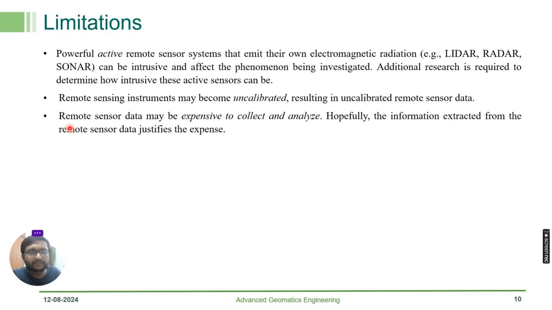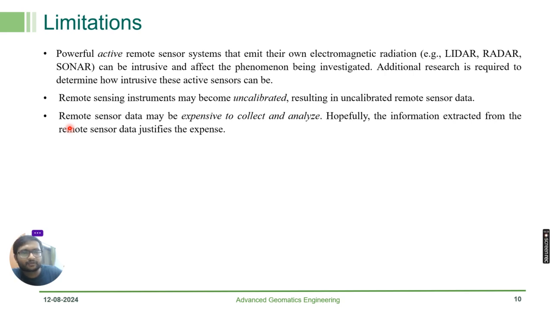So for that we need different kinds of electromagnetic waves or other instruments such as lidar, radar, sonar, which can go to the particular object, and while doing so it is intrusive and it will affect the nearby area which we are investigating. So that's why we need an active sensor, and when we use an active sensor, it will affect the nearby locations in some way.